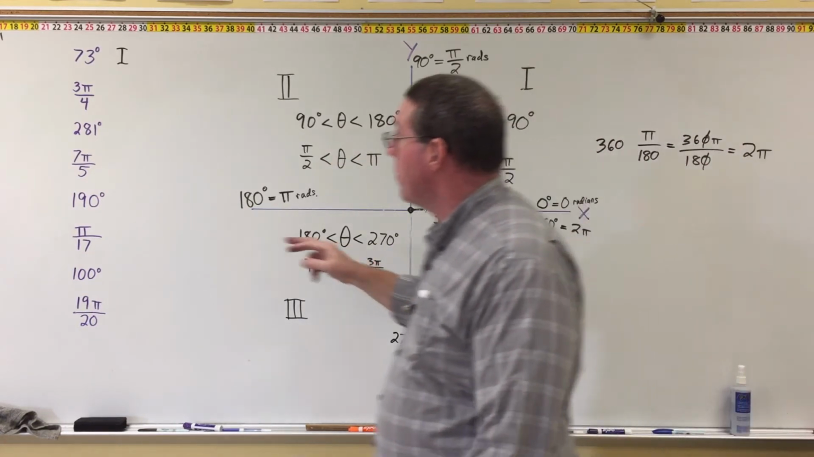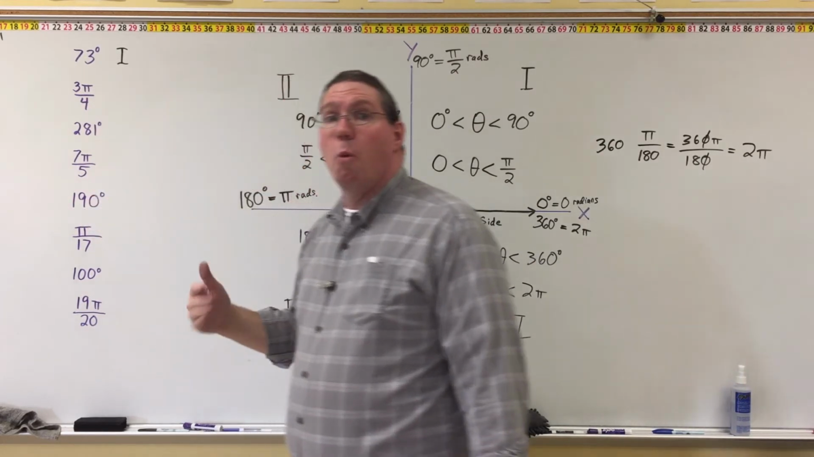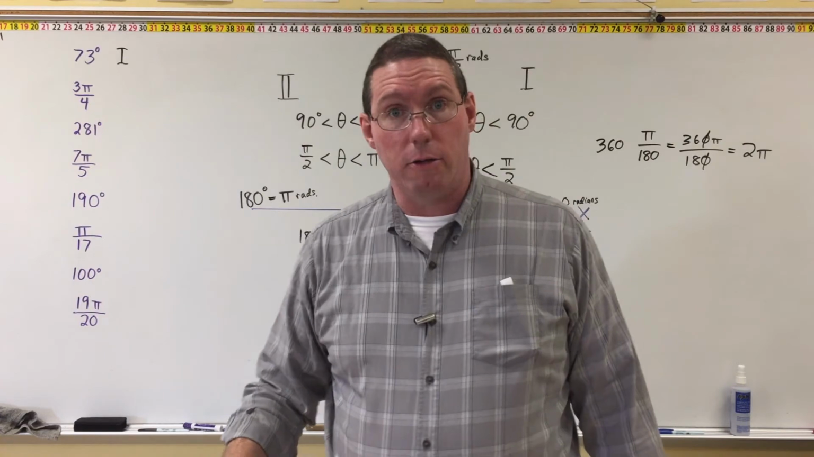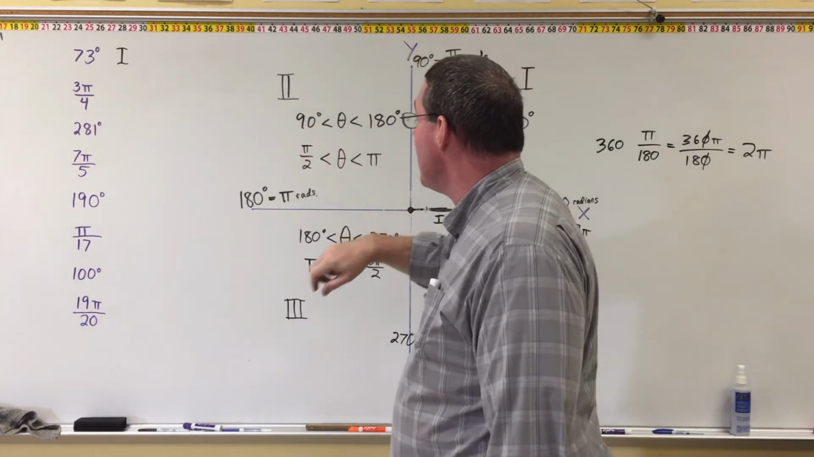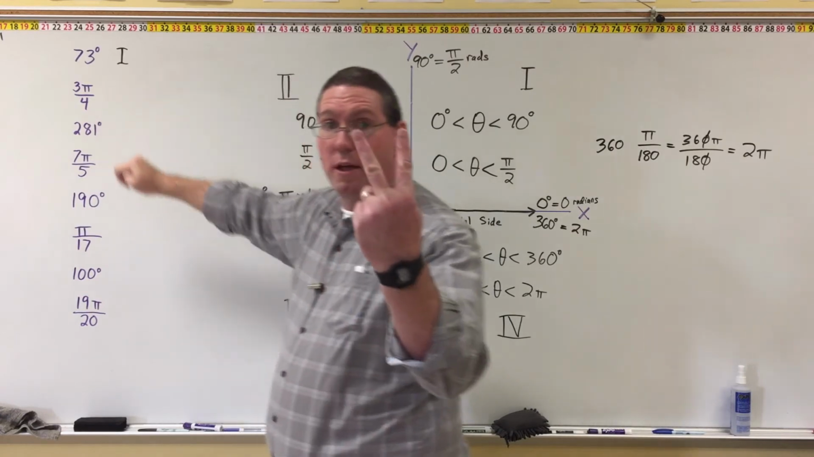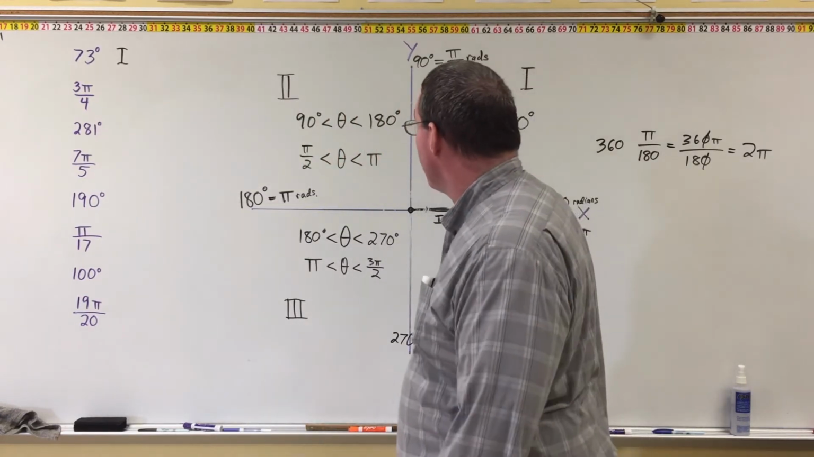If you convert 3 pi over 4 into degrees, it would be a 135-degree angle. Therefore you would know that 135 is between 90 and 180, and so 3 pi over 4 is in the second quadrant. Okay?